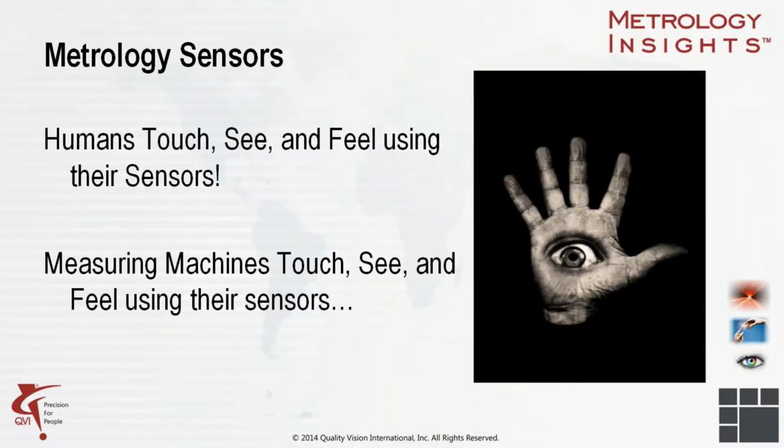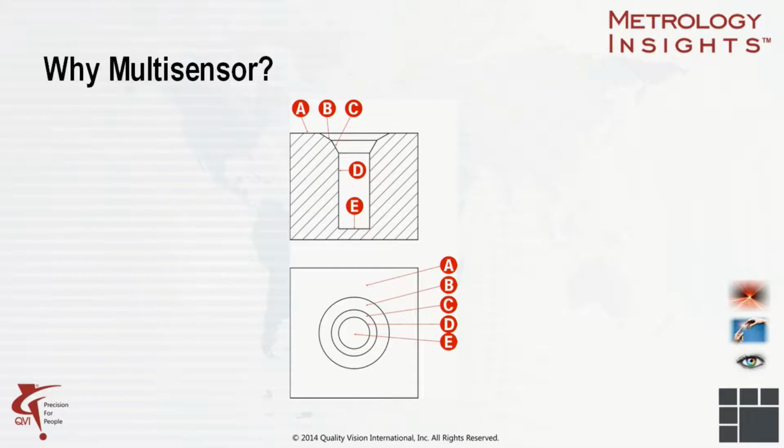Think about how you interact with a manufactured part. You touch, see, and feel using sensors. Now think about how an automatic measuring machine must interact with a part. It's the same. The measuring machine uses a combination of vision and touch sensors to evaluate a part. Multi-sensor systems allow you to use best practices to measure every feature of a part.